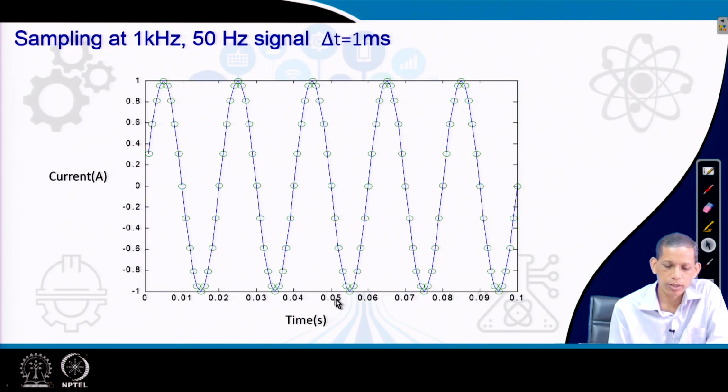Let us first see an example. Here we have a sampling of 1 kilohertz, which means 1000 samples per second. For a 50 hertz system, which has a 20 millisecond period, 1 kilohertz means the time interval delta t between two consecutive samples becomes 1 millisecond. This 50 hertz corresponds to a time period of 20 millisecond.